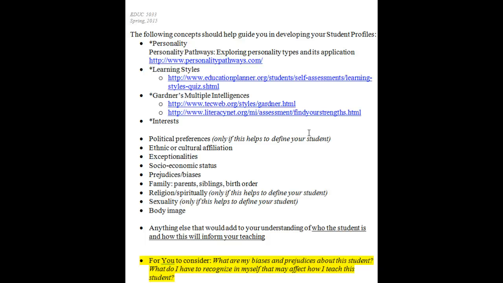The following ones, these may or may not influence who they are as a student. They may, especially with their cultural affiliation or exceptionalities, their prejudices or biases. I'm going to leave that up to you. You can just get as much information as you can on each one of these students to understand who they are. You'll notice I've got anything else that would add to your understanding of who the student is and how this will inform your teaching. Basically, you're just going to do an in-depth study of them to figure out how can I best teach you, what things work for you best in your learning.